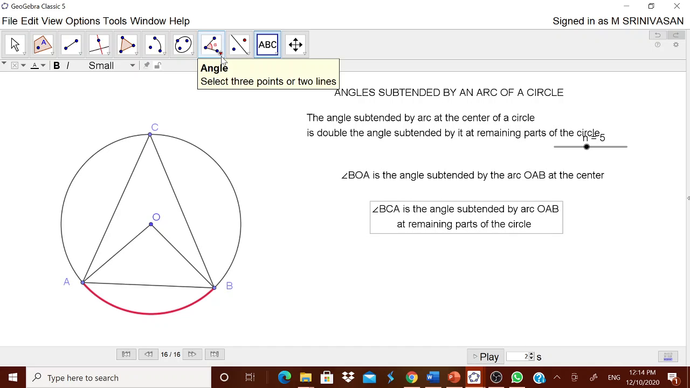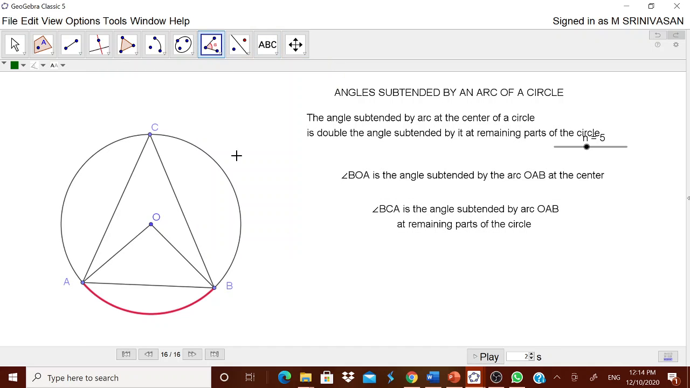Okay, now let us see the angles. Go to this angle. Do it in clockwise direction. Touch A, touch O, and touch B. Once again, touch A, touch C, and then touch B. Good. I think you got it. One is 47, another is 94. Well, now you can make the statement.